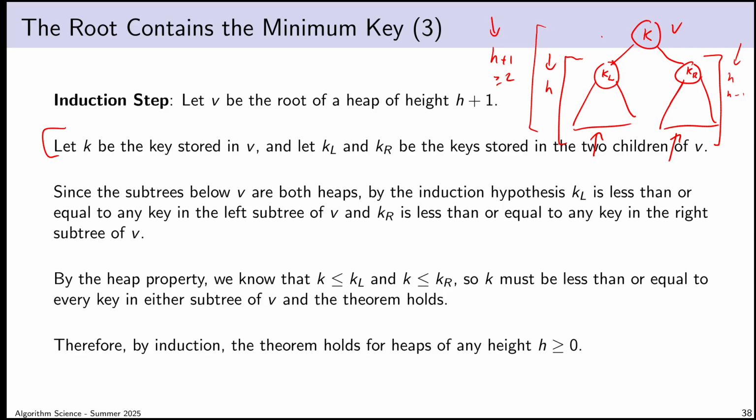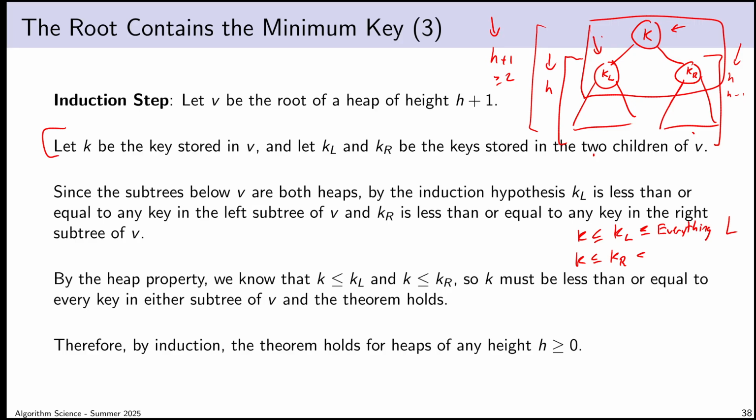which means, in the case of the tree on the left, KL is less than or equal to anything in the subtree on the left, and likewise KR is less than or equal to anything in the subtree on the right. And then I know that because the heap property holds for the root and its immediate children, I have these two things: K has to be less than or equal to KL, and K has to be less than or equal to KR.